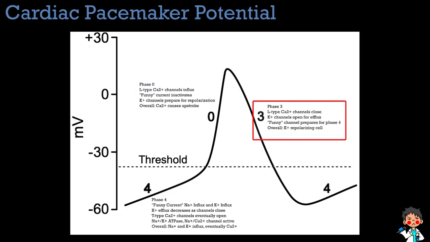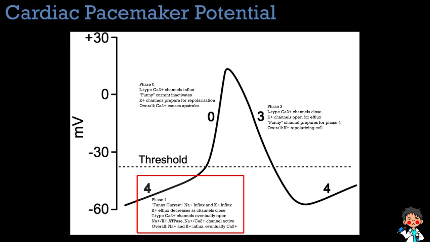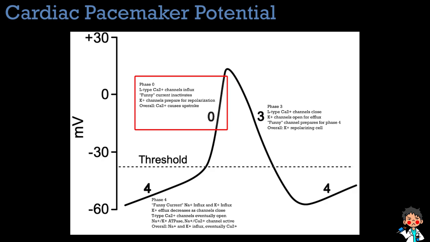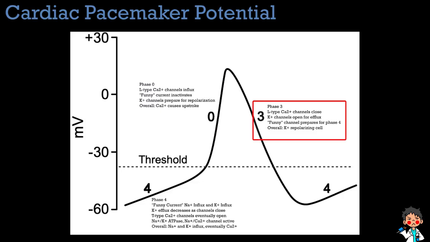And then phase 3 will be similar to the phase 3 in cardiac myocyte potentials, where the calcium channels close and the potassium starts to flow into the cell, which helps it repolarize and prepares it for phase 4 again. So just a review for cardiac pacemaker potential, start with phase 4, where you have sodium and potassium slowly flowing into the cell. Then you reach the threshold, which causes phase 0, which is an upstroke caused by calcium influx. And eventually the calcium stops, and then you have potassium coming in for phase 3, where it repolarizes the cell in preparation for phase 4 again.